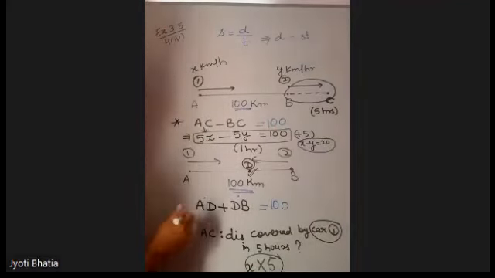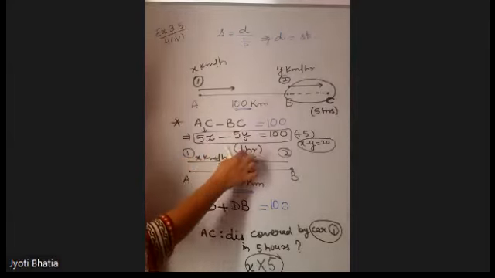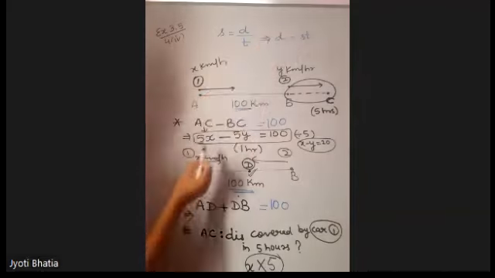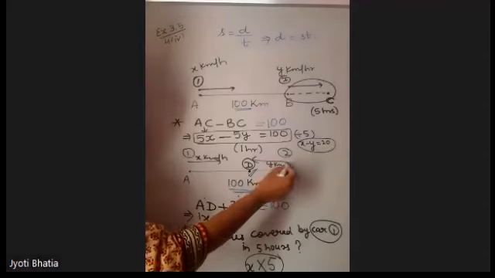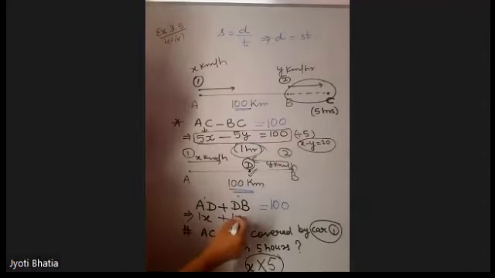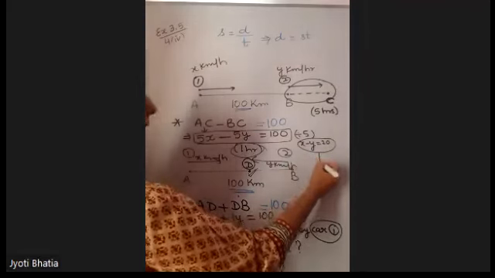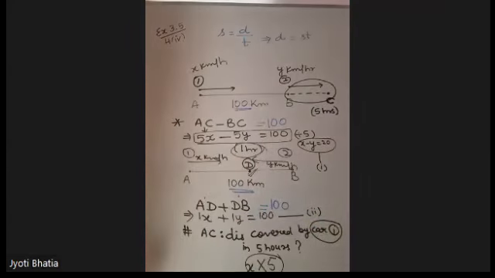Come here. AD. Is AD distance covered by car 1 moving at the speed of x kilometer per hour in 1 hour? Yes, ma'am. Distance is speed into time, x into 1. What is that? 1x. What is DB? Speed of the car, y kilometer per hour, time 1 hour. 1y. 100. So this is my equation one. This is my equation two. Can we solve one and two to get the values of x and y? Yes, ma'am.